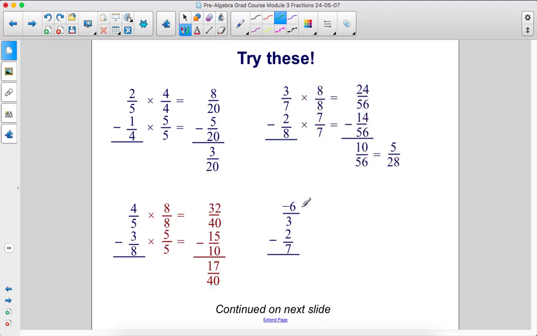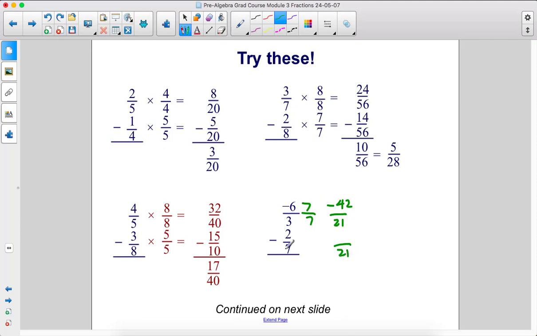All right, here it's a little trickier. We have another negative sign. But first, let's find that common denominator. These are both prime numbers, which means we're just going to multiply them together. 21 is the lowest common denominator. To get that, we have to multiply 3 by 7. So we're going to throw a 7 over there. 7 over 7. Negative 6 times 7 is negative 42.